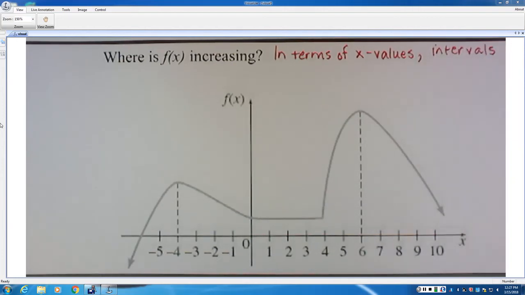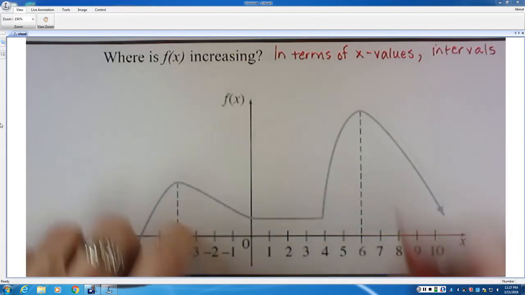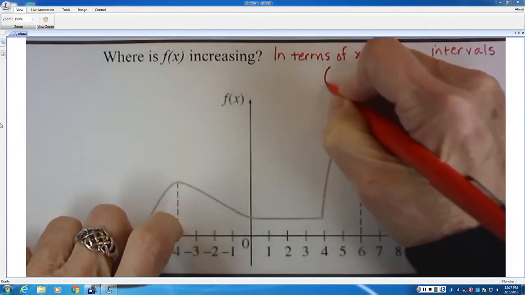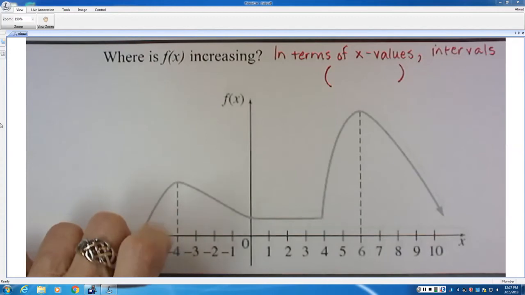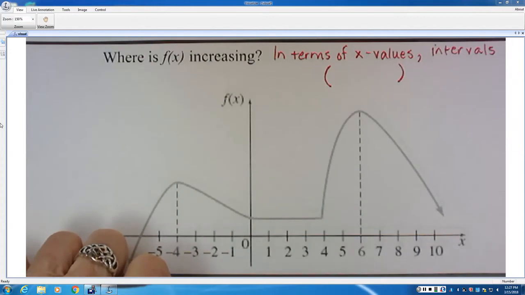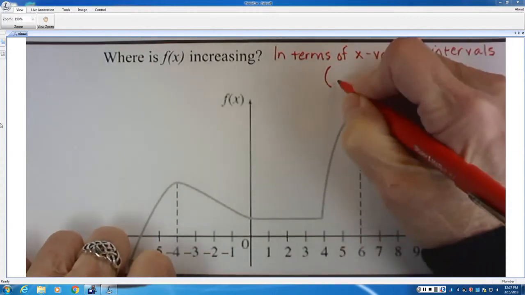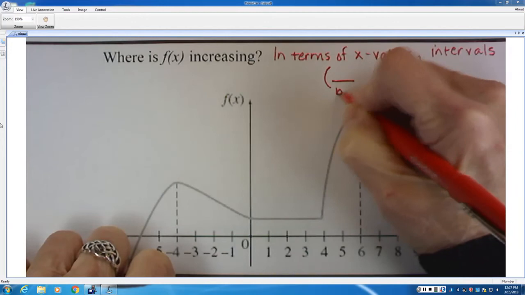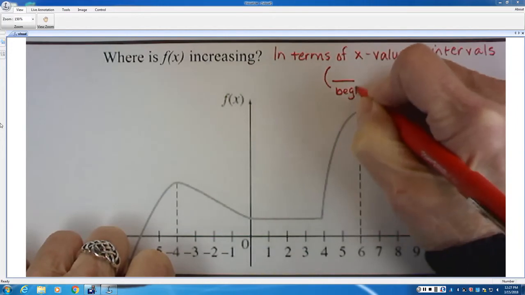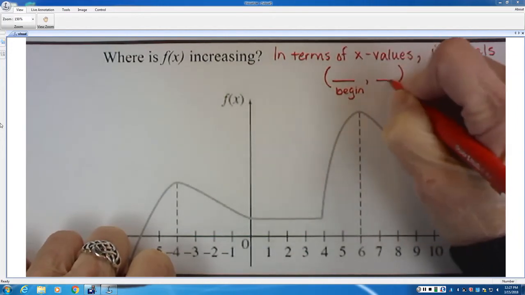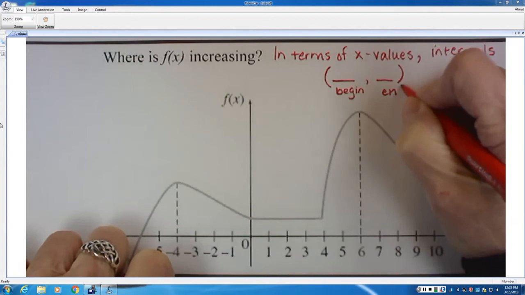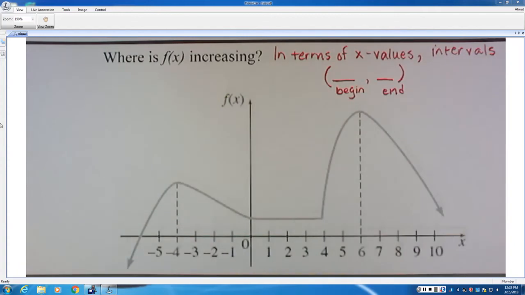We're going to talk about intervals. In the intervals that we're talking about, the interval is always going to be using parentheses because we're not going to be able to include any of the points. This is always going to be the beginning, and the second value is always going to be where it ends. In other words, when does it stop doing what it's doing and change behavior?